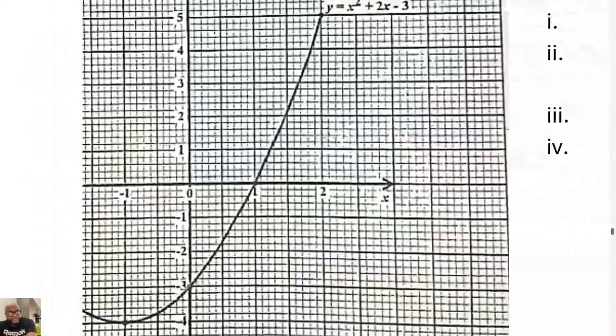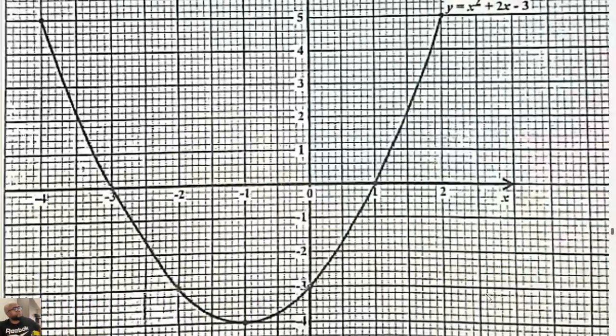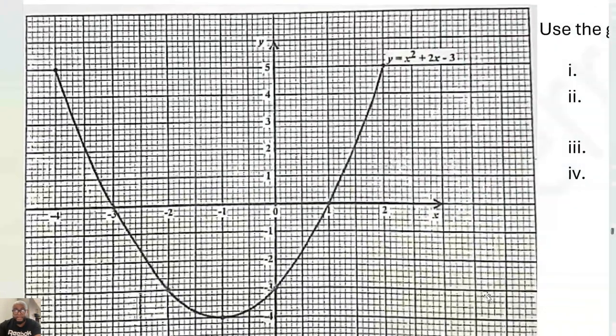Let's look at some more obvious things. What is the y-intercept here? It's not seen well, but you know what it is. Negative 3. Excellent. The y-intercept is the value of C, right?